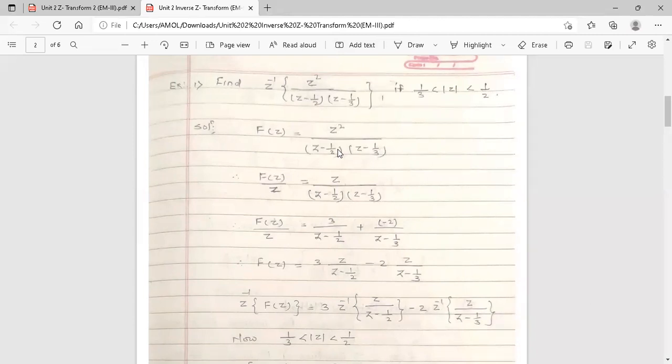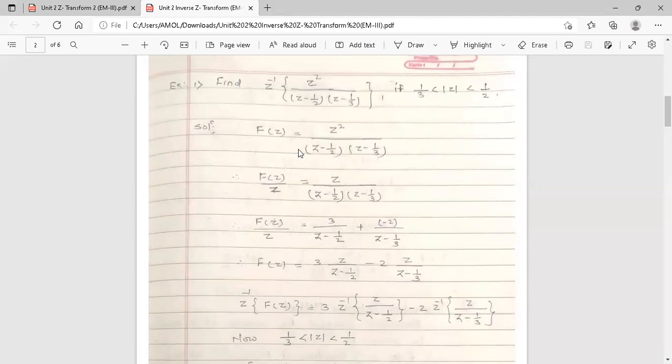Now here the degree of the denominator is 2, because there are two factors. If we multiply these two factors, we have a quadratic expression. Quadratic expression means its degree is 2 and the numerator degree is also 2. So the degree of the numerator is not greater than the degree of the denominator. So here we can perform the partial fraction method directly.